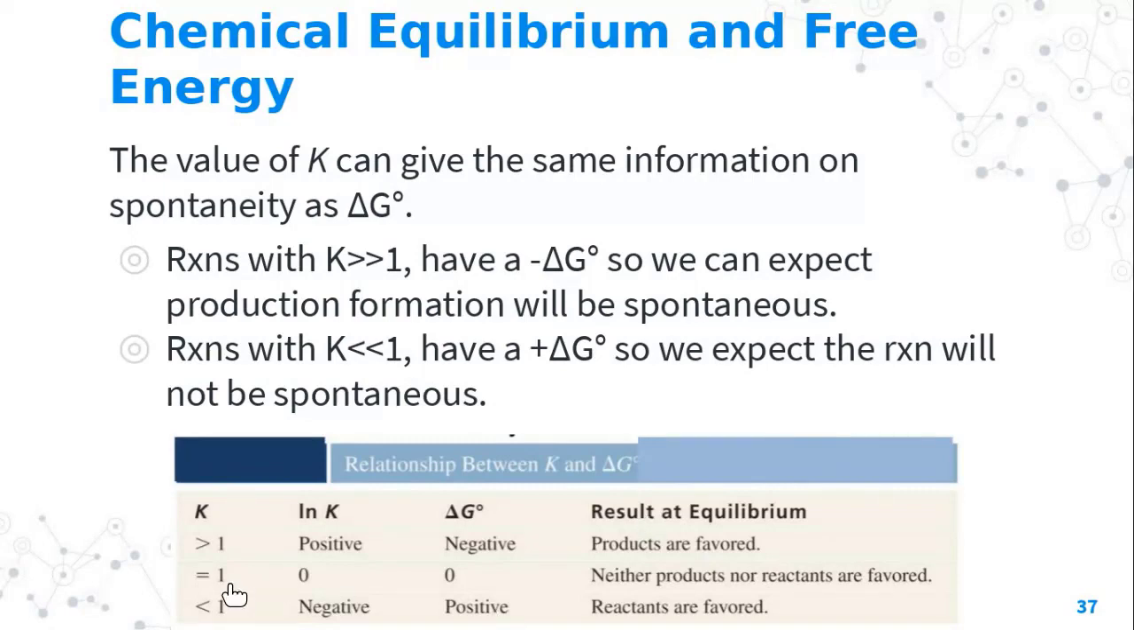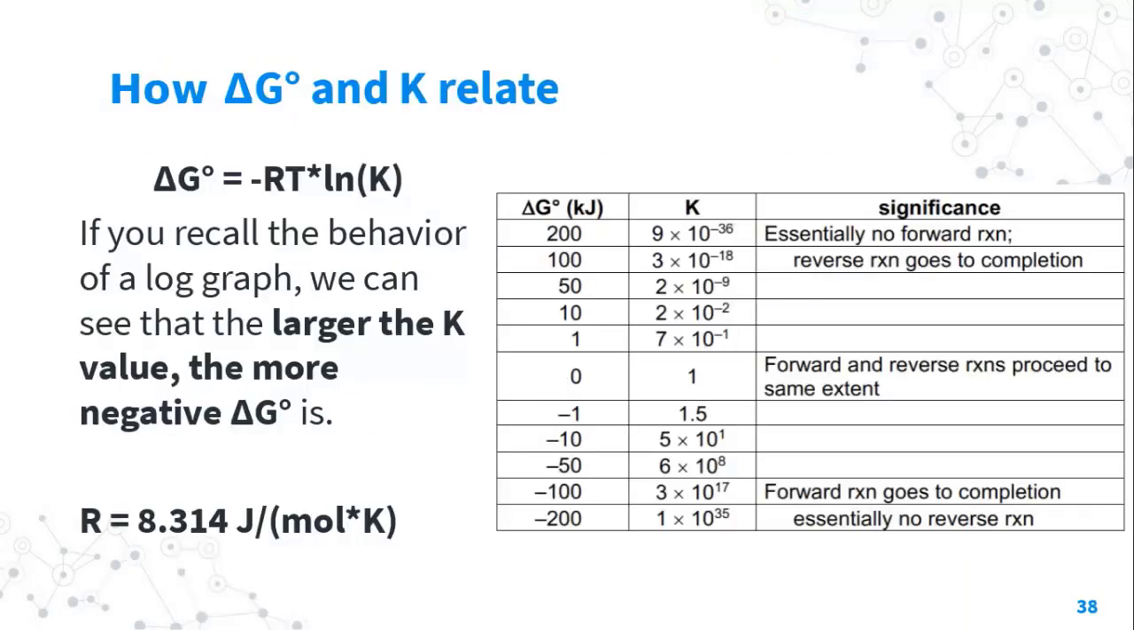And so also when K is 1 and delta G is 0, then neither the reactants nor the products are favored. So this is the relationship between K and delta G. It'll be important because you can create this formula.